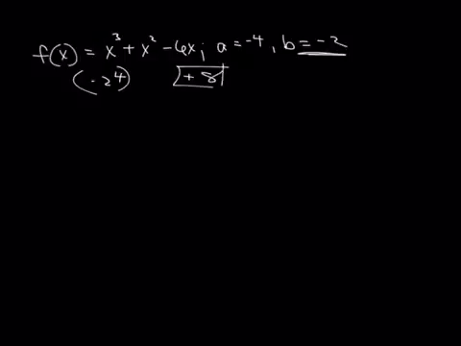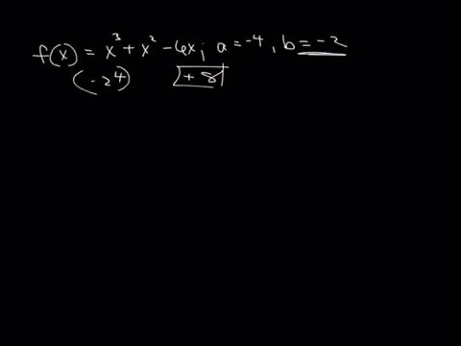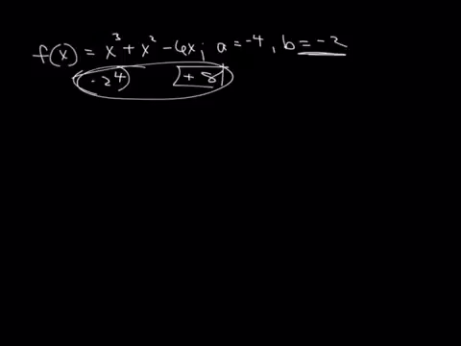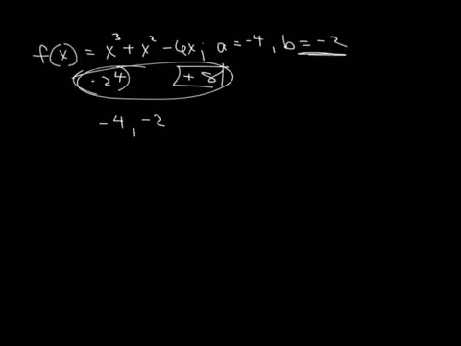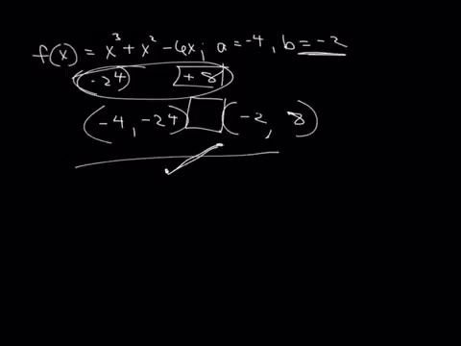So I know that there is an answer, there is a 0 somewhere between these two that crosses the x-axis, somewhere between (-4, -24) and (-2, 8). So there is an answer somewhere between these two points. When you graph them, (-4, -24), (-2, 8), somewhere between here we're going to cross the x-axis.